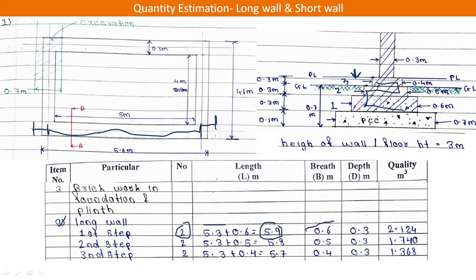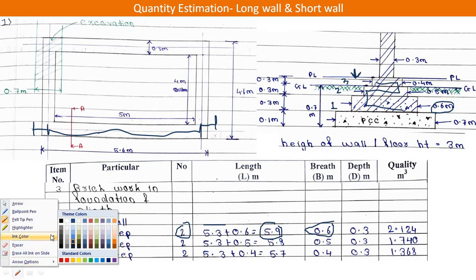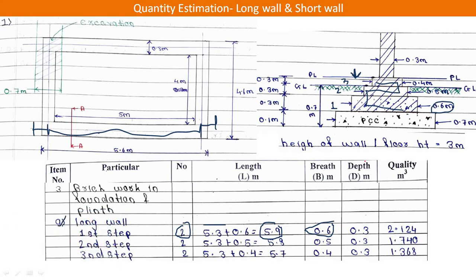And the width of the first step is 0.6 meter, which is given in the section. The depth of that first step is given as 0.3 meter, and here we have written 0.3 meter. After multiplying the number, length, width and depth, you will get the quantity for the first step as 2.124 meter cube.